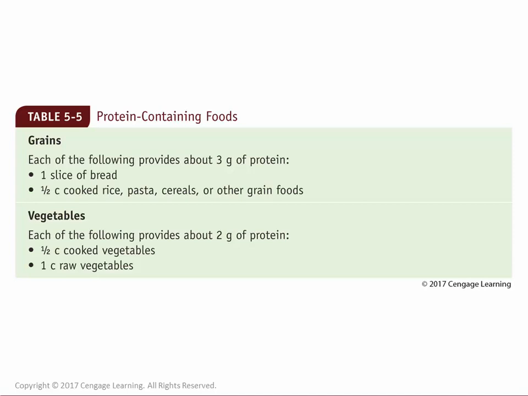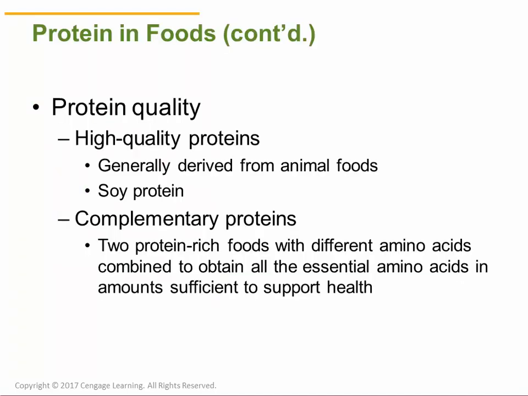And this is why we can combine certain foods, particularly if we are a vegetarian or a vegan, so that we can have the appropriate number of amino acids. Okay?